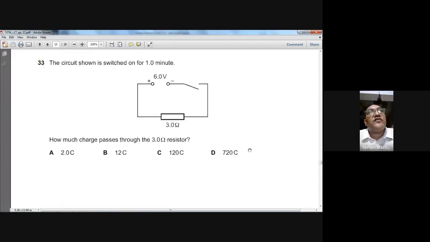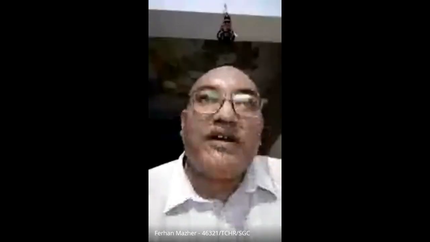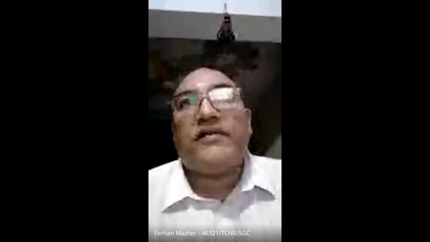Okay, the circuit shown is switched on for 1 minute. How much charge passes through the 3 ohm resistor? Question 33, the voltage is given, the resistance is given. So I can find how much current comes from the battery. Applying the formula V equals IR, so I equals V divided by R. It will be 6 divided by 3, and the answer will be 2 amps. So the current coming from the battery is 2 amps.